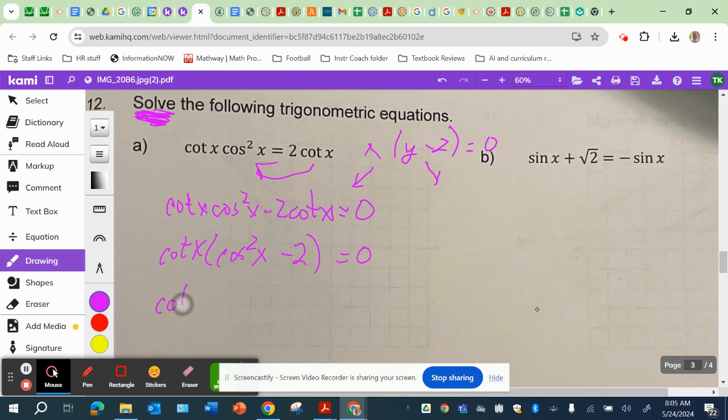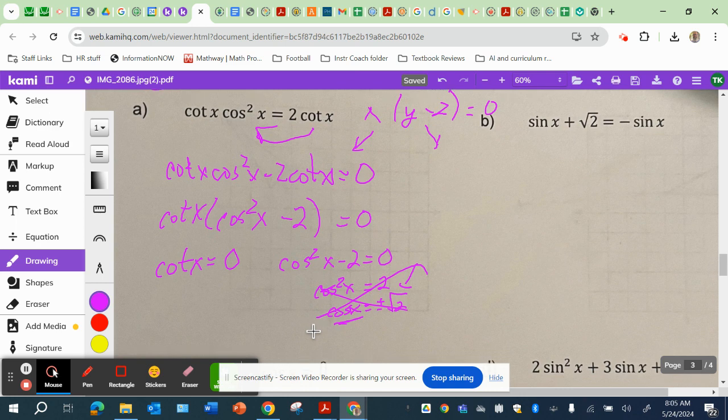So where is the cotangent 0? And where is cosine squared x minus 2 equal to 0? So I'm going to start with the cosine squared one. I'm going to get this by itself. Take the square root. And it'd be plus or minus square root of 2. Well, you can check that on your calculator. Use inverse cosine, but cosine is never bigger than 1 or smaller than -1. So there's no solution with that one.